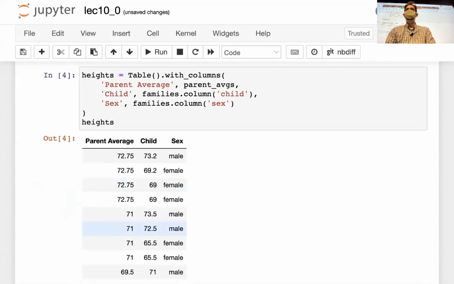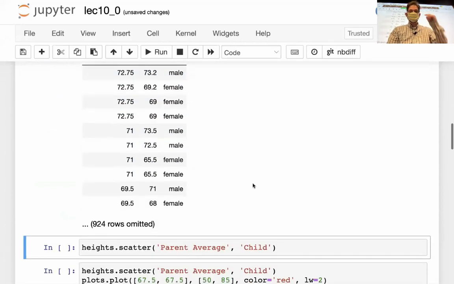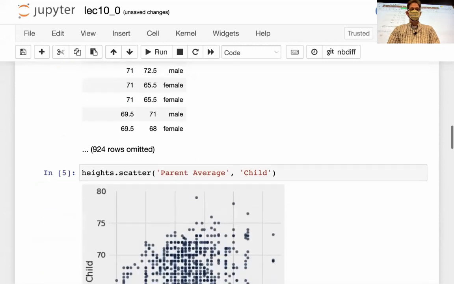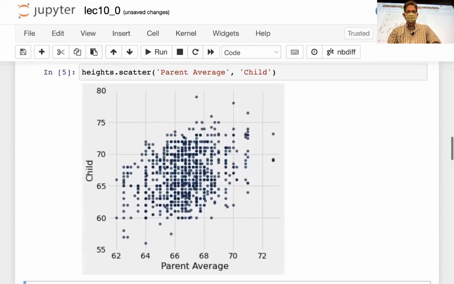Okay, so far? What kind of visualization would help us figure out whether there's an association between the parent average height and the child height? Those are 2 numerical variables. So we use a scatter plot. And here in this old data set is what we see. A big round blob, except it's not quite round.